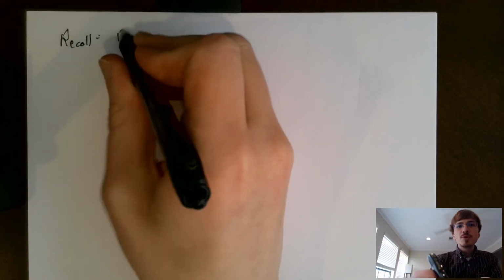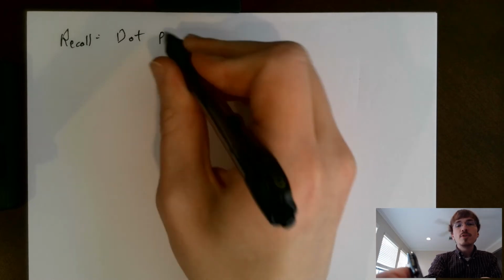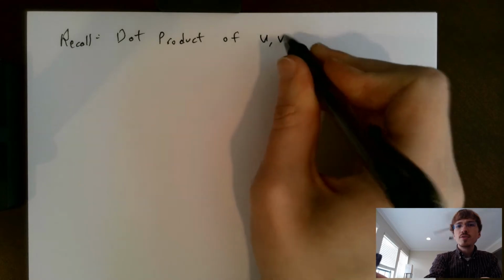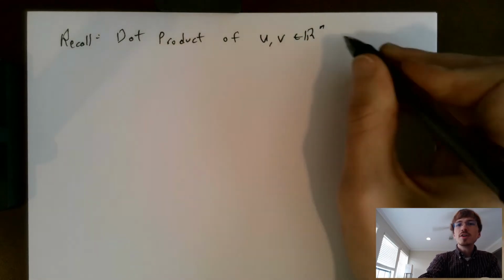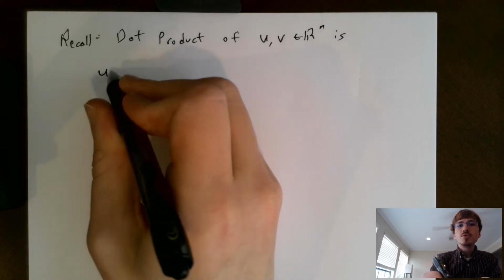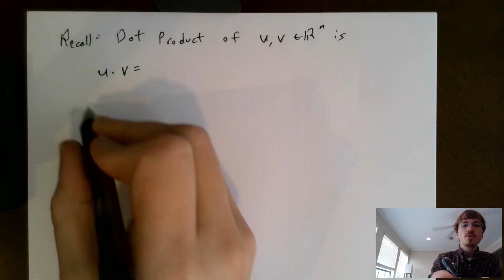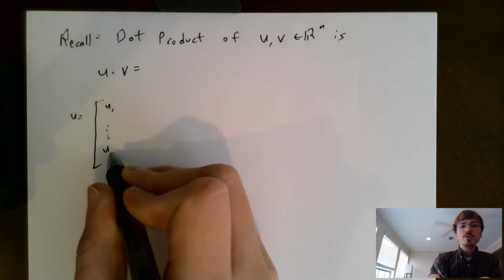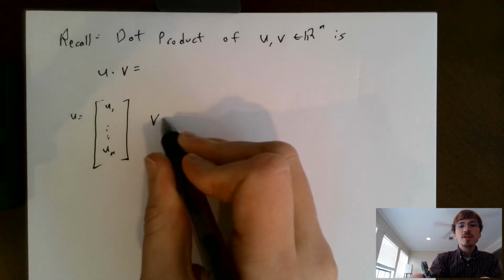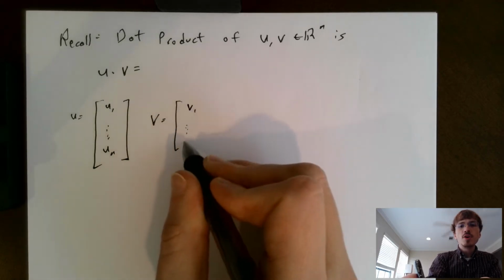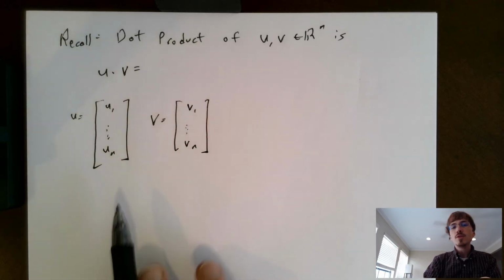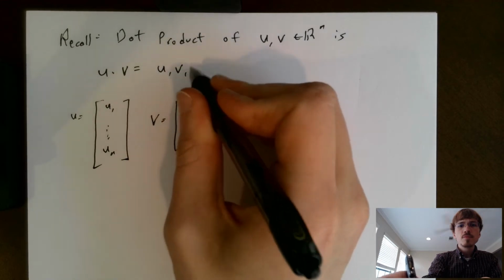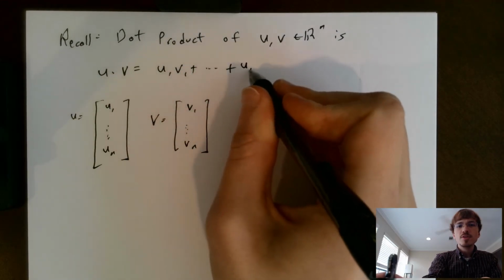The main instrument that we're going to use in orthogonality, of course, is the dot product. The dot product of two vectors, u and v, in Rn is u dot v equals. Well, let's define u. Suppose that u is the vector u1 all the way down to un, and v is the vector v1 all the way down to vn. Then we know that the dot product is going to be u1 v1 plus all the way down un vn.